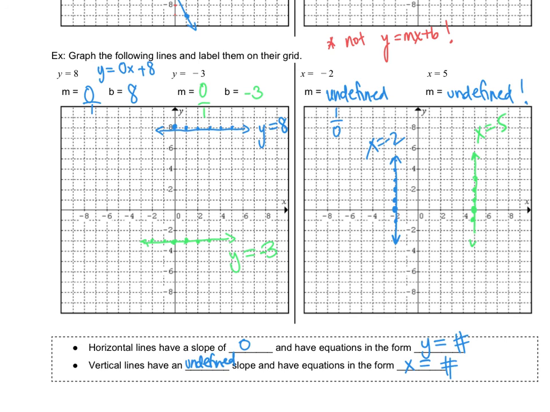So for your typical y equals mx plus b form equations, identify your slope, identify your y-intercept, start off by plotting the y-intercept, and then apply that rise and run. For horizontal and vertical lines, they're super quick to graph. You just have to be able to identify them.